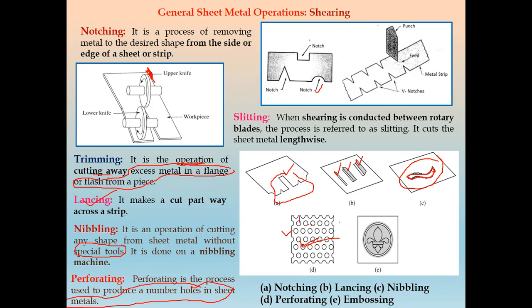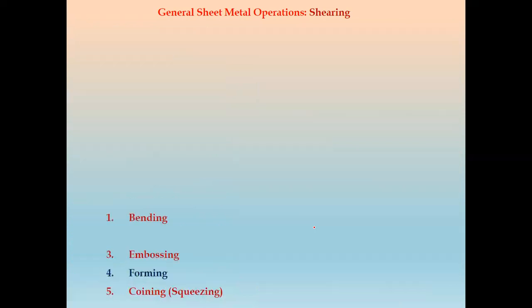Now, if you only make a single hole, a punched out hole, it is called a punching or piercing operation. But if you produce a number of holes at a time in a single operation, we have to produce all these holes. That operation is called a perforating operation.